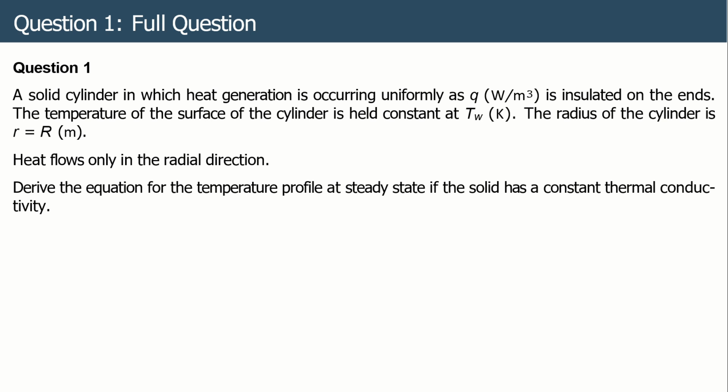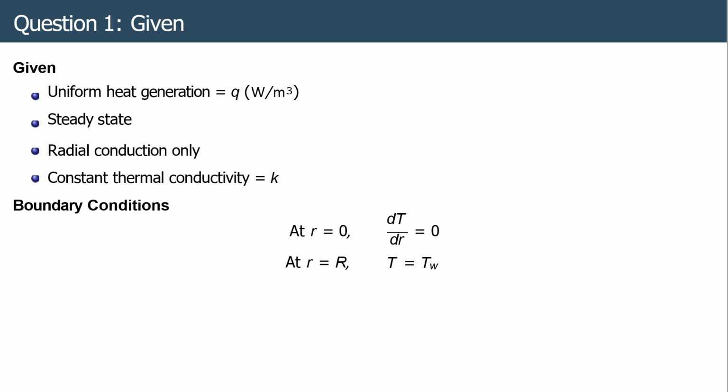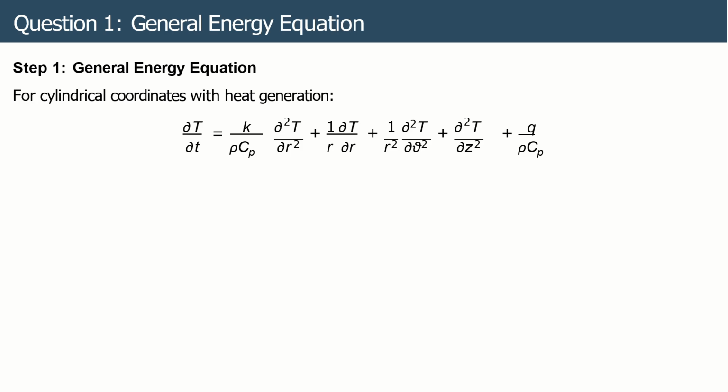So this is our question. Then the given, let us move to the solution. The things given here are uniform heat generation, which is equal to Q, steady state, radial conduction only, and constant thermal conductivity. And this is the boundary condition that we have here. After that, for solving this question, the general energy equation that we are going to use here is for the cylindrical coordinates, and we need to include the term of heat generation. So the final rate of change of temperature with respect to time is given as this.